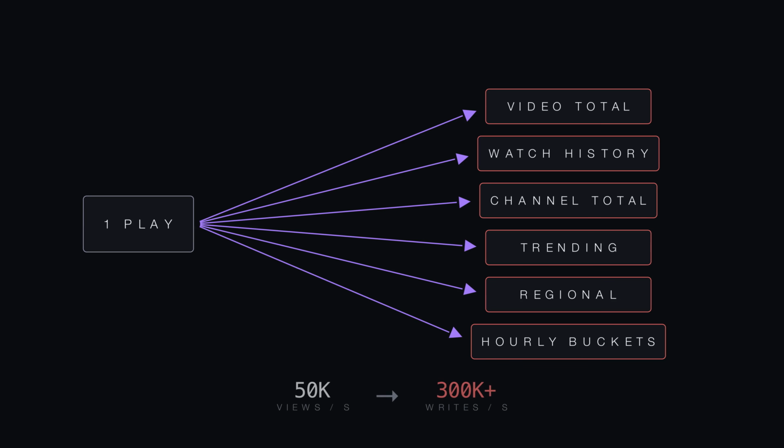So 50,000 views per second is really hundreds of thousands of writes per second, everyone contending for some hot row somewhere. This is write amplification, and it is why you cannot simply throw a bigger database at the problem. The data is small. What overwhelms you is the rate of agreement, all those writers trying to move the same numbers at the same time.